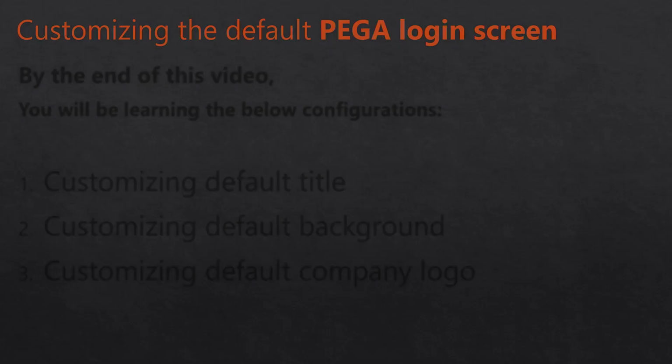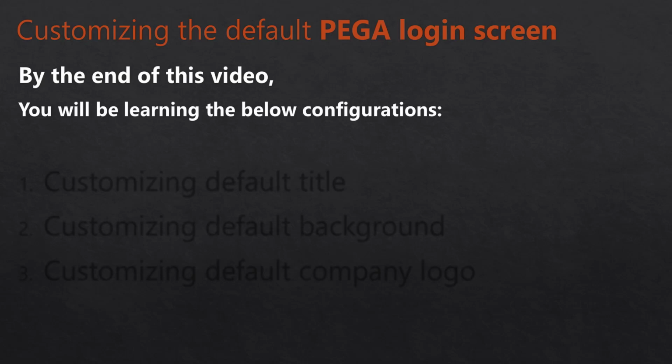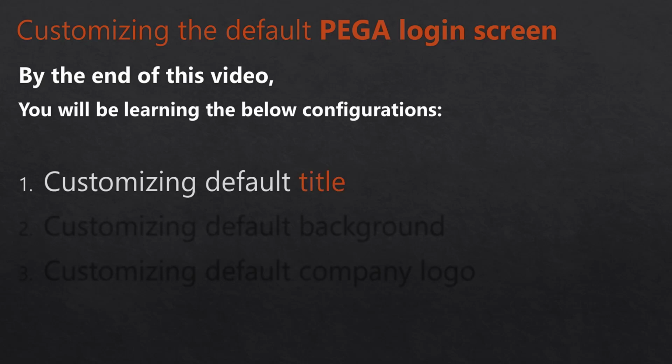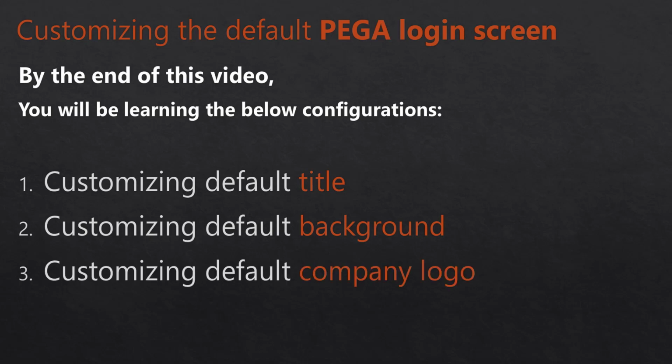In this video, we are going to see how to customize the default Pega login screen. By the end of this video, you will be learning the below configurations. The first one is customizing the default title, background, and company logo.